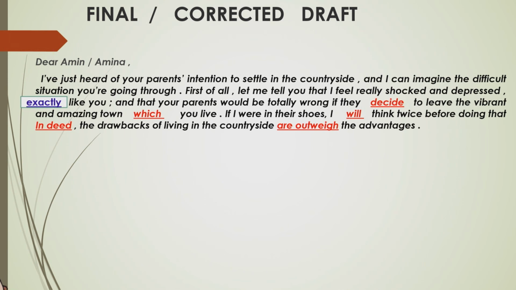So it's conditional type 2. You have the result in the present conditional. So if they decided to leave, your parents would be totally wrong. But so far, they have not made their final decision. Now, let's move on to the next item to consider.